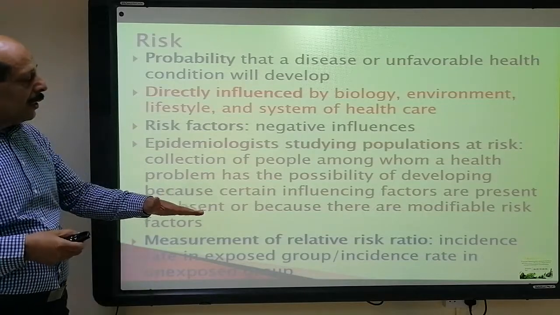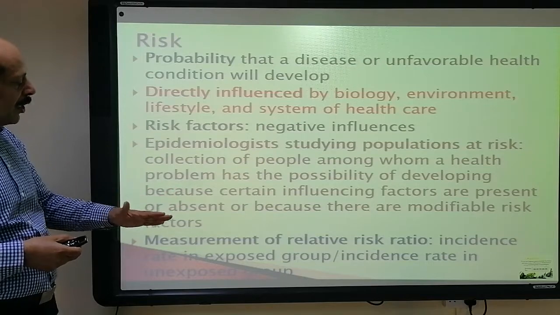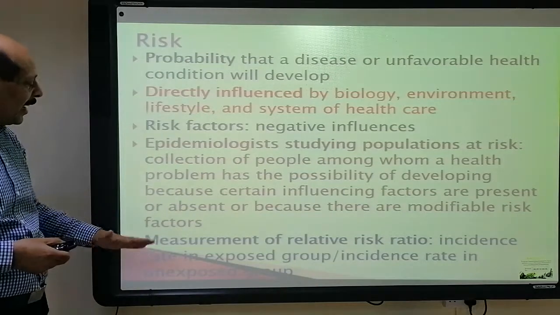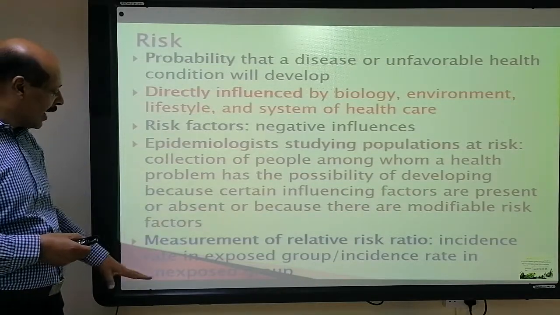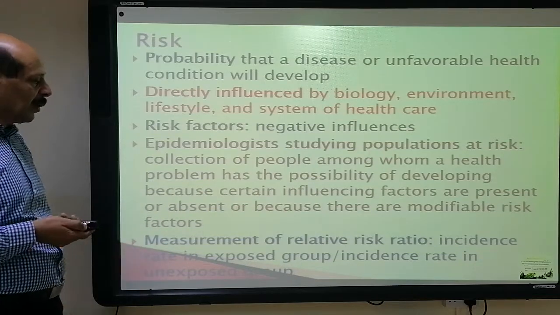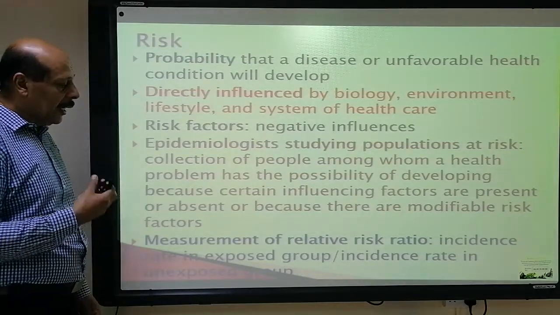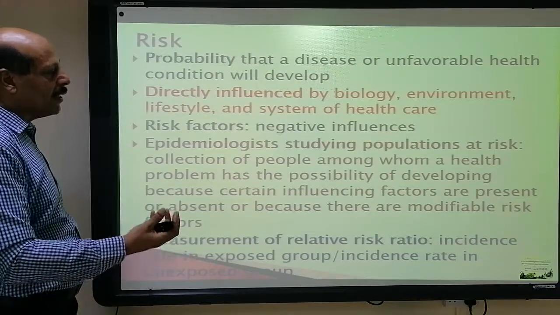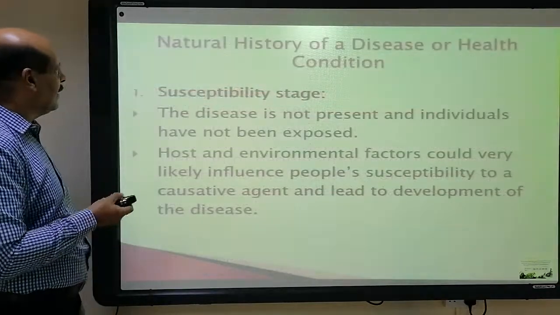Measurement of the relative risk ratio. The relative risk ratio is the incidence rate in the exposed group divided by the incidence rate in the unexposed group. So it is the risk factor, or incidence of having a disease, in a group still not exposed to that disease.